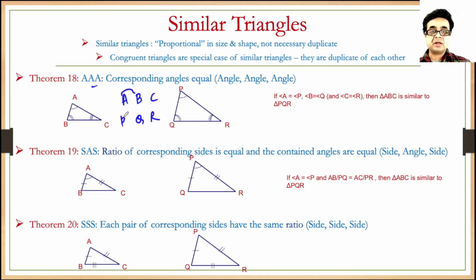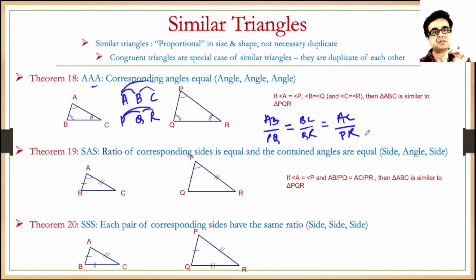ABC is similar to PQR, and hence the sides will be in equal ratios. So AB divided by PQ would be equal to BC divided by QR, would be equal to AC divided by PR. If you don't write the triangles in this kind of nomenclature where the corresponding vertices are written down, then you will make an error because you would come up with wrong ratios. So the nomenclature on how to write similar triangles is of utmost importance. Please practice it as much as possible.